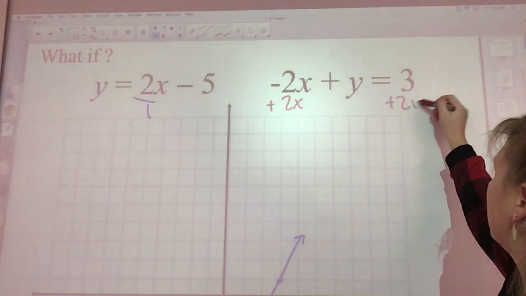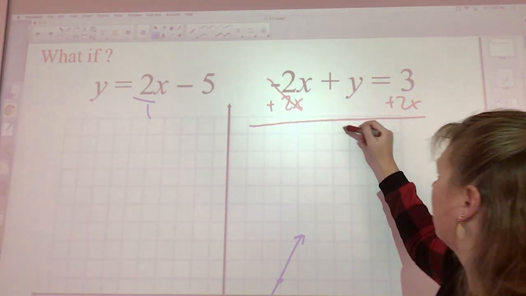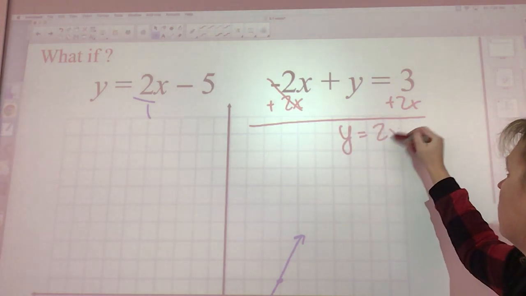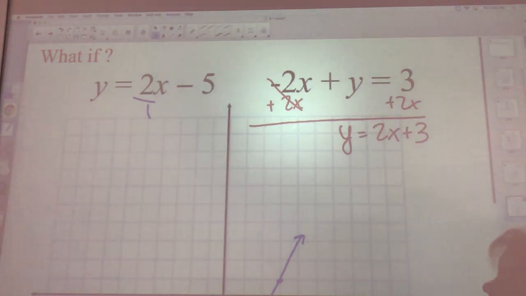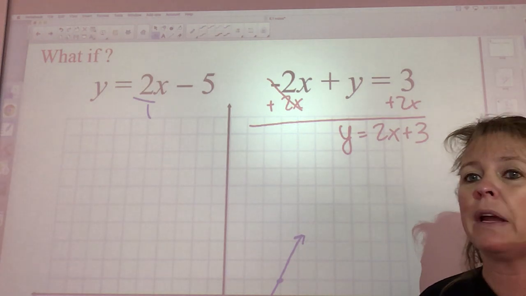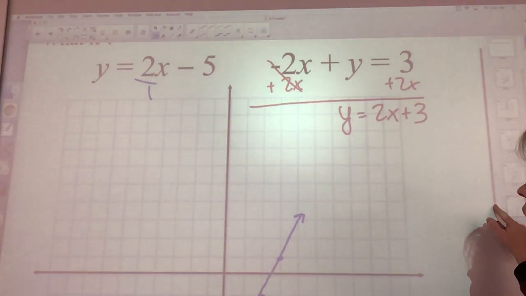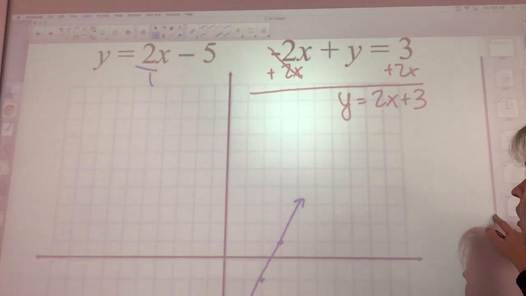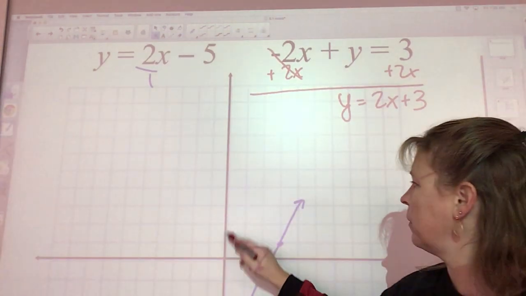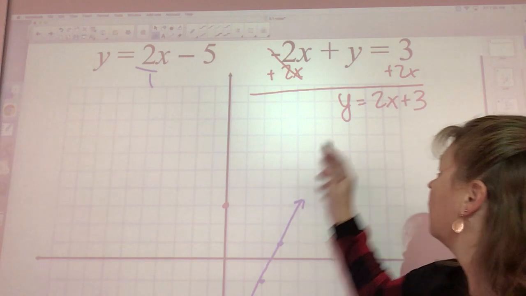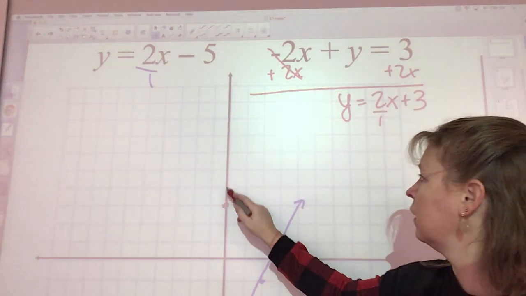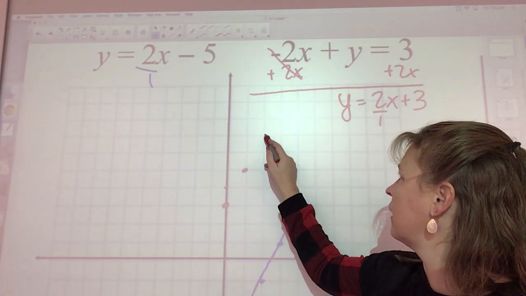I'm going to add 2x to this side. And I have y equals 2x plus 3. If you were paying attention in chapter 4, I think you might already know what's going to happen here when you look at your slopes. I'm going to start this one up 3. And then I'm going to go up 2 over 1. And these 2 lines have the same slope.